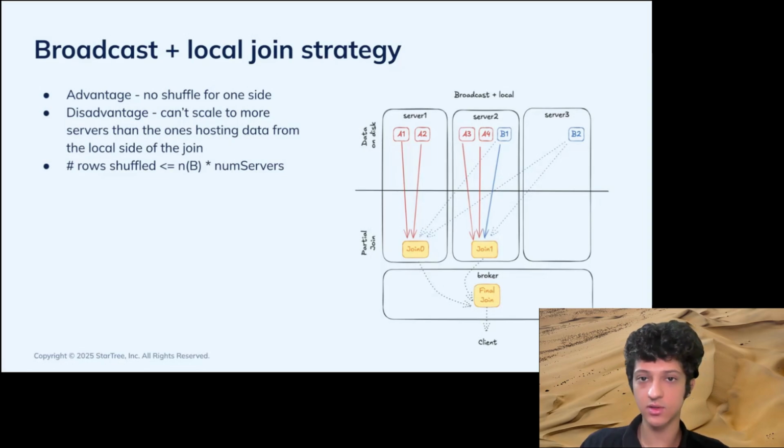So think certain joins like cross joins or Cartesian products where the join is actually going to create an explosion amount of data, and we might want to spread that load out across multiple servers. But usually this strategy turns out to be more efficient. And the number of rows shuffled here is simply the number of rows in the broadcast side multiplied by the number of servers that are actually executing the join.